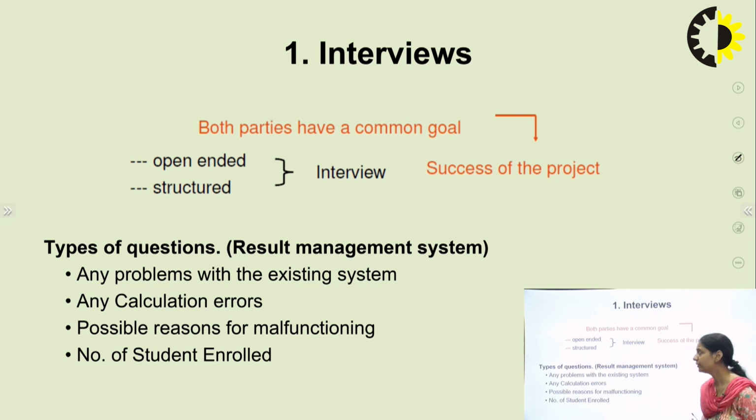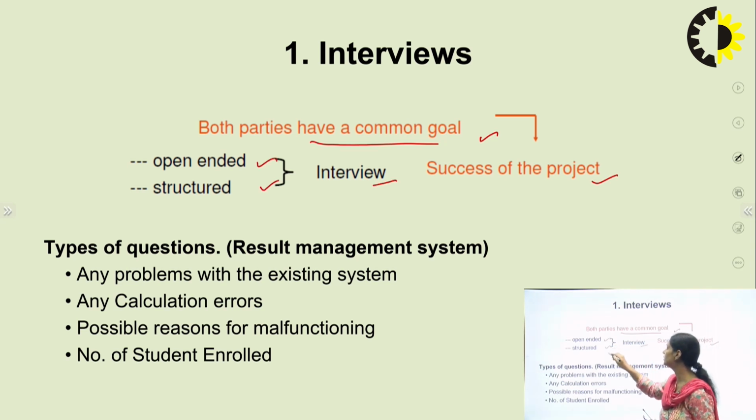Now, if we try to understand this diagram, here both the parties, that is the interviewer and the interviewee, have a common goal, and that is the success of the project, because the project is the main thing for both the developer and the user. Now, an interview could be open-ended or structured. Open-ended would be where the interviewer, the person who is interviewing, will be posing different questions, and the user will be answering those, or it could be in a structured format wherein a proper structure is already made, and the interview happens on the basis of that.